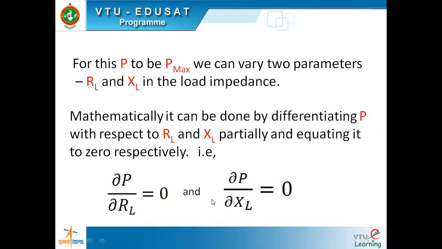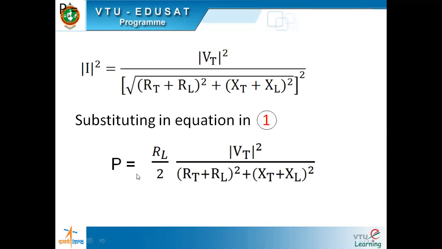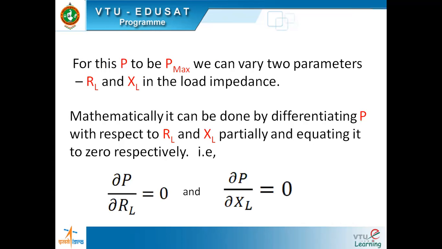Why partial? Because there are two variables. XL is also a variable, RL is also a variable. Where were XL and RL? XL and RL were in ZL. In ZL, we have the resistive part as well as the reactive part. You can go for varying RL, you can go for even varying XL. Understand that?